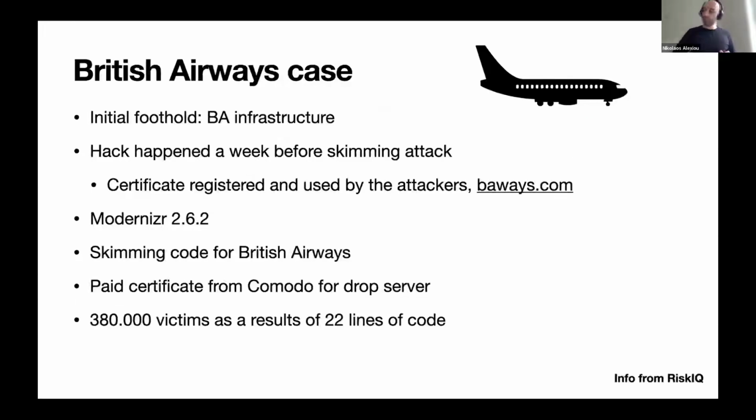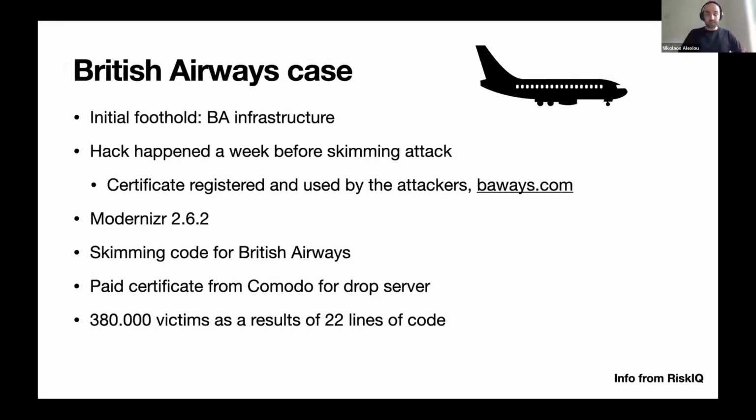Now, let's take a look at the first case. That is the British Airways case, the most famous case. The characteristic of this attack is that this was an attack targeting British Airways and only British Airways. It's different from the Magento platform, where you find a vulnerability in the platform and then this is exploitable in thousands of websites. That's another case. Here, they went directly for British Airways infrastructure because they found some kind of vulnerability and they breached British Airways.